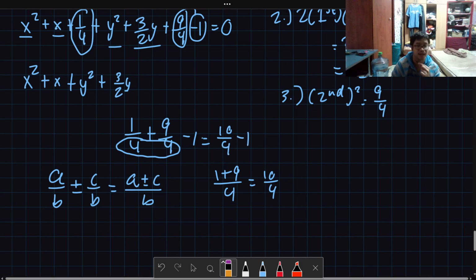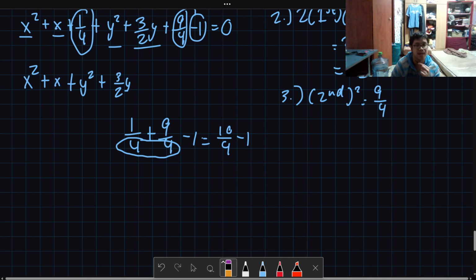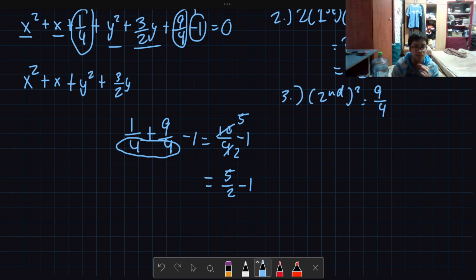Okay? Then what's next? Now, you see, we can simplify the fraction because 10 and 4 are both divisible by 2. So 10 divided by 2 is 5. And 4 divided by 2 is 2. So you have 5 all over 2 minus 1. But we're not done yet because we need to combine them together. And as you see, we have minus 1. So how are we going to combine them?